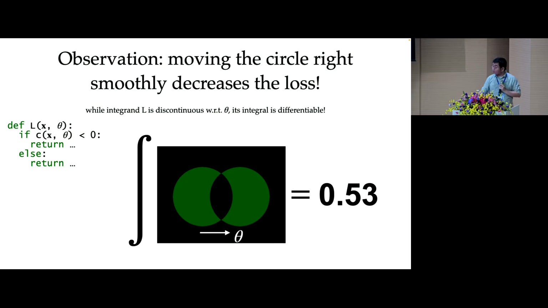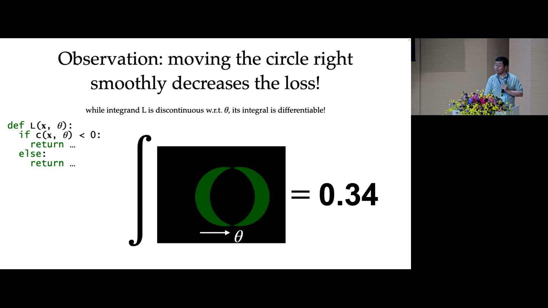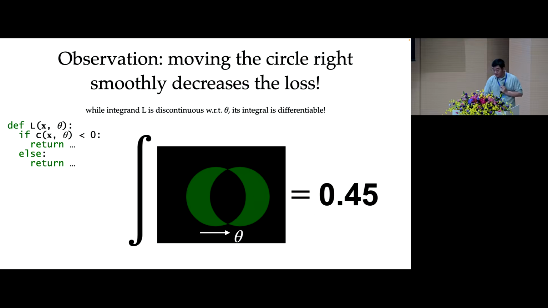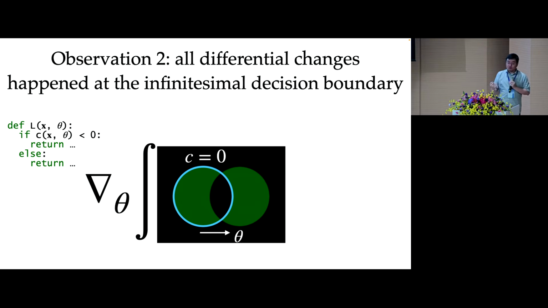Does that make sense? If you move the circle to the right, you'll see that the black region increases smoothly, and the green region shrinks also smoothly. So while the integrand L is discontinuous with respect to theta, the integration of L over all of x is actually a smooth function with respect to theta. Okay? Interesting math, huh? If this is a smooth function, you can prove that it's actually differentiable with respect to theta. So if this is differentiable, why is PyTorch doing that to all of us, right? So what is happening?